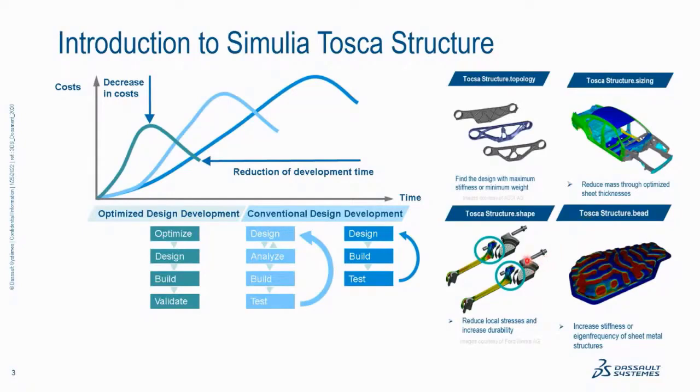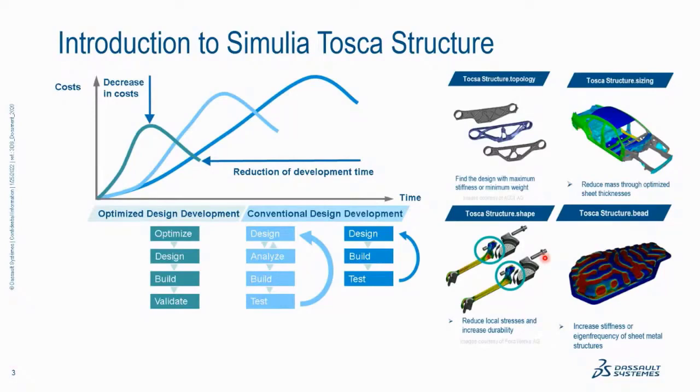And then we have Tosca structure shape. And the idea here is to change only the outer boundaries of the part. So if it's a 3D part, then the surface of the part. And these are very small changes, so it can be done in the later stages. And the idea is to improve the stress characteristics, for example, by reducing the stress hotspots or trying to improve the durability.